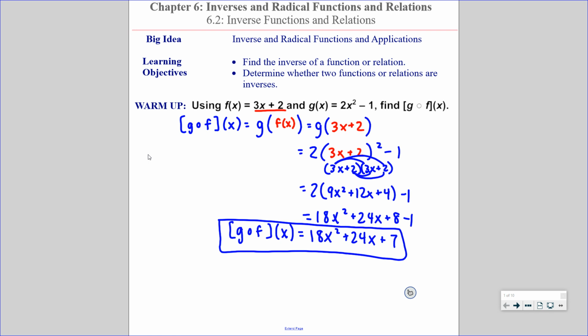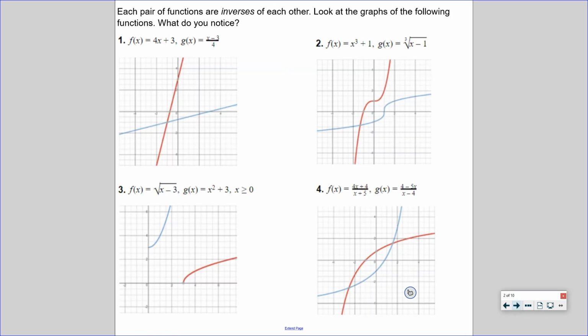Okay, we do a little bit more Goff and Fog in this lesson, so it's important we know how to do that because we use this concept in this next topic. We're talking about something called inverse functions. All right, so I have a little activity, if you will.